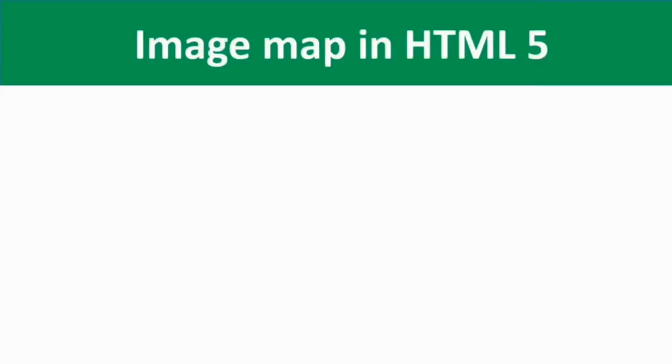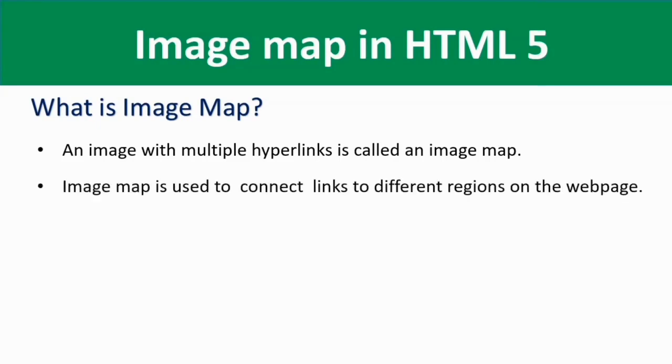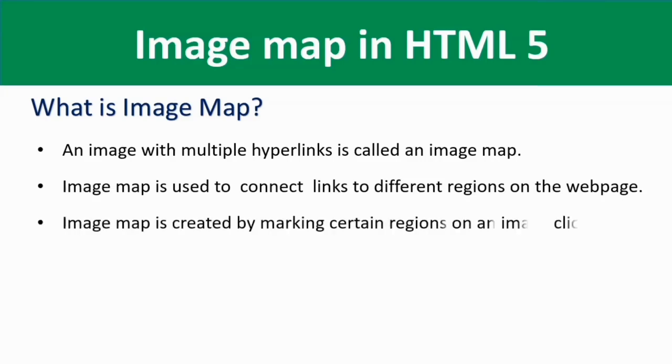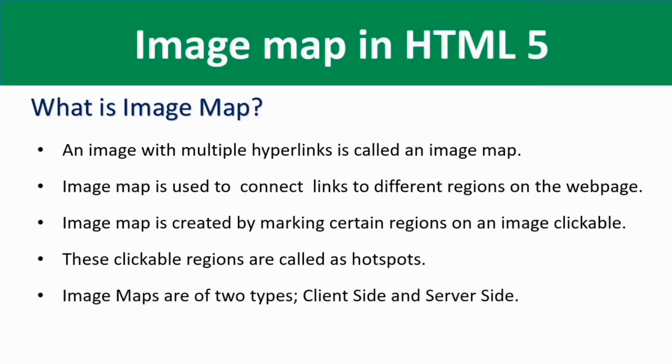Image map in HTML5. What is an image map? An image with multiple hyperlinks is called an image map. An image map is used to connect links to different regions on the web page. It is created by marking certain regions on an image clickable. These clickable regions are called hotspots. Image maps are of two types, client side and server side.